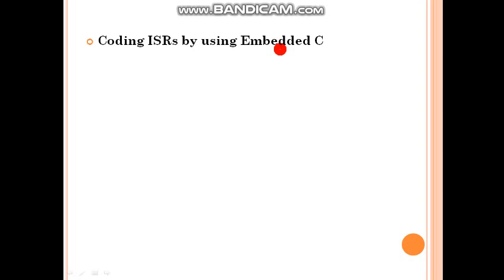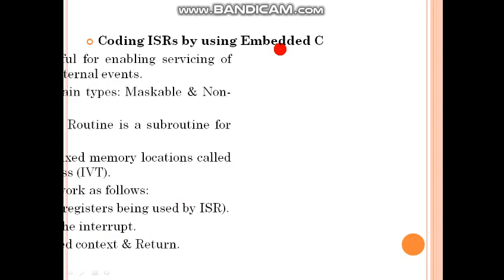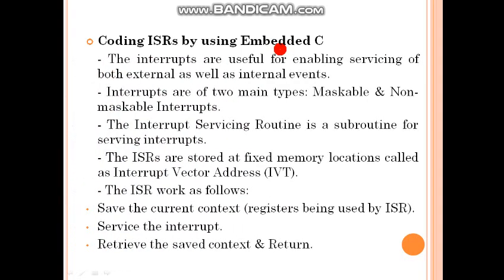Today's topic is coding ISR using embedded systems. Interrupt subroutines के लिए कोडिंग कैसे किया जाता है वो हम यहाँ पे देखने वाले हैं. Normally in coding ISR, the interrupts are useful for enabling the services for both the external as well as the internal events. The interrupts are of two main types, that is maskable and non-maskable interrupts.